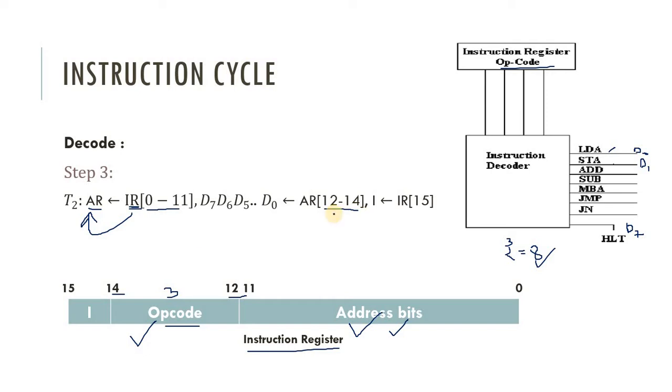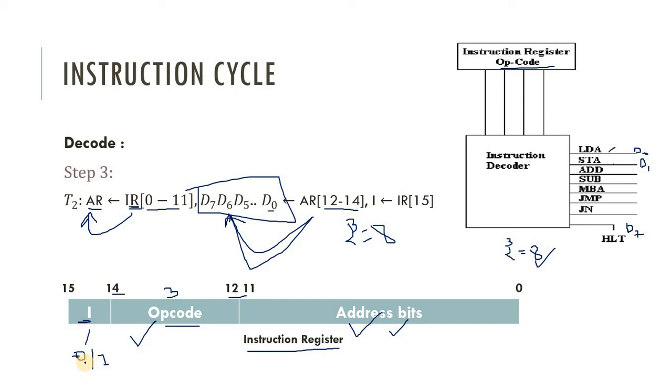These bits 12 to 14 mean 3 bits, and 2 raised to 3 is equal to 8, so it will generate 8 outputs. These 8 outputs will be assigned to the decoder outputs D7, D6, D5 up to D0. So here these 3 bits are assigned to these 7 bits, and then the last is the indirect or the mode bit. The value of the indirect bit can be 0 or 1.